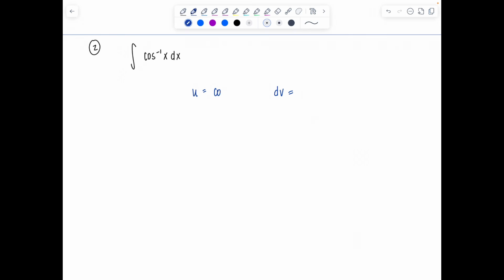So let u be cosine inverse of x, and dv is just going to be what's left over, which is a 1 dx. Perfect. Now you find du and you find v. So how do we find du? We take the derivative of cosine inverse of x. So yeah, you need to just know that that's negative 1 over the square root of 1 minus x squared dx. It's the same as the derivative of sine inverse of x. It just has a minus sign in the top, which should make sense. And then v, well, what's the antiderivative of 1 dx? It's just x.